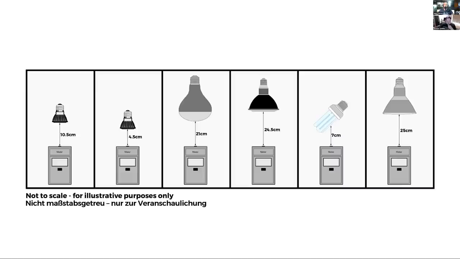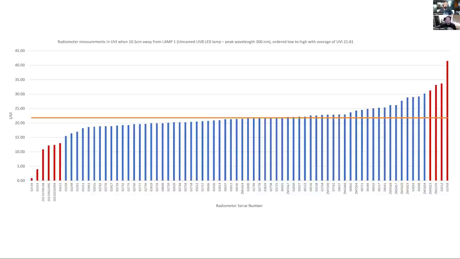So we took the meters and we measured them and we plotted out the information. And again, the information is available free online. And here's an example. So here's the first LED. And this was a UVB LED. I believe it was a prototype.